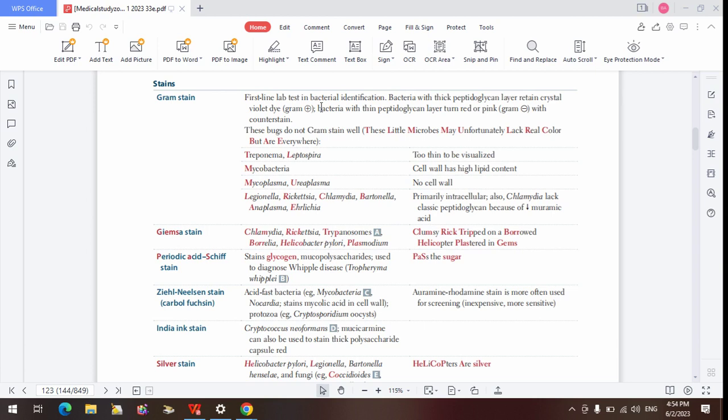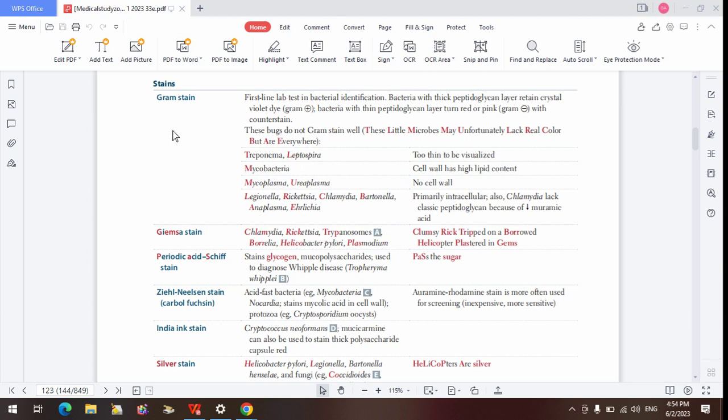So what are the problems of gram staining? What are the organisms that don't follow this gram stain principle? An organism that is too thin to visualize. You cannot see them because with staining you look at them under light microscopy. You can barely see them because they are too tiny, particularly Treponema and Leptospira. So you are talking about the spirochetes. Spirochetes generally are too small to be seen, so that's why you don't use gram stain to look at them.